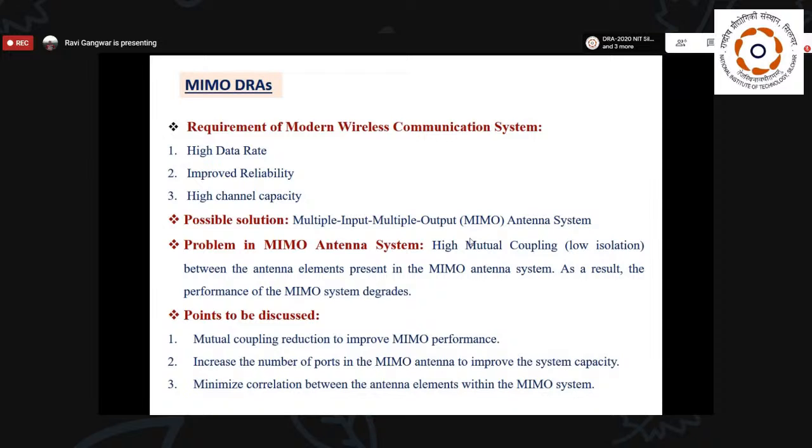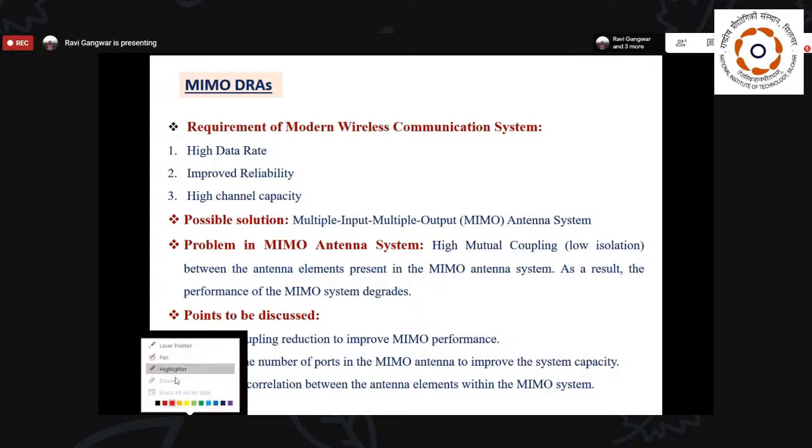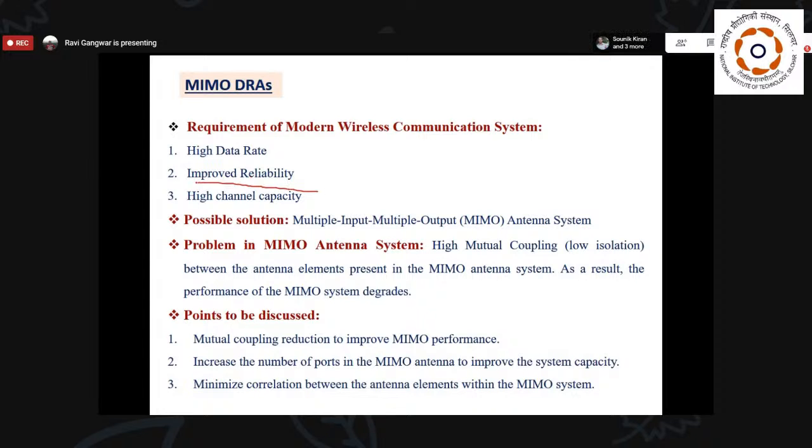The second thing is how we are going to increase the number of ports. That means, indirectly, how we are going to increase the number of antenna elements so that we can improve the system capacity, which is our requirement here. And the third one is to minimize the correlation between the antenna elements within the MIMO system.